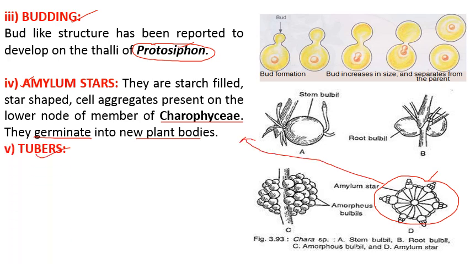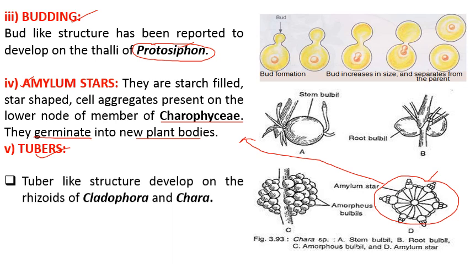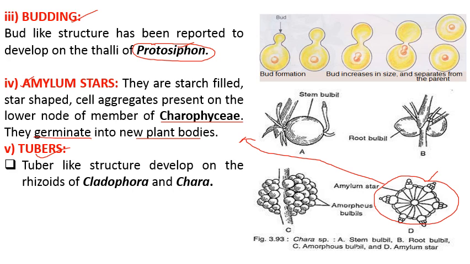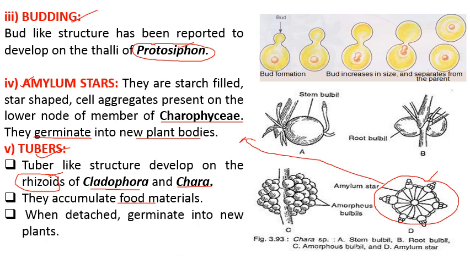Next we have tubers. So there are some genera of algal forms which produce tuber-like structures. So tuber-like structures develop on the rhizoids. Rhizoids are root-like structures. They are formed on these, as in the case of Cladophora and Chara. So they accumulate food material and when detached they germinate into new plants. When they come off from the rhizoid, they germinate and produce a new plant.